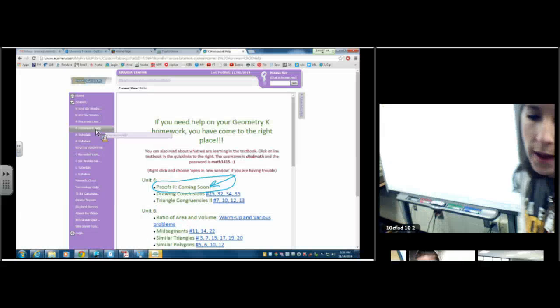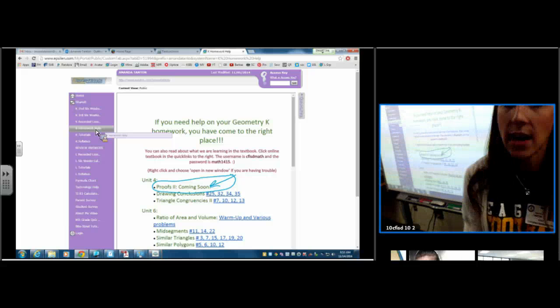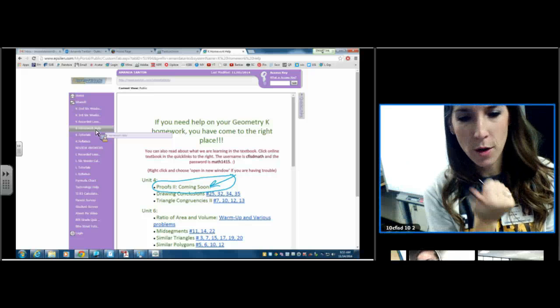As you're doing your homework, you can go to my homework help on the website, and I worked 2 of the proofs for you under proofs number 2. It says coming soon, but I'll go put it on there right now.